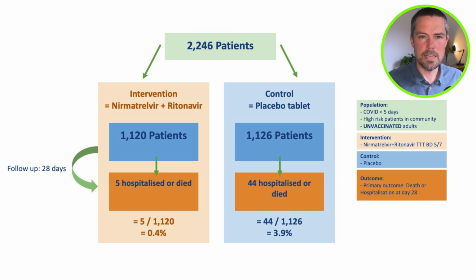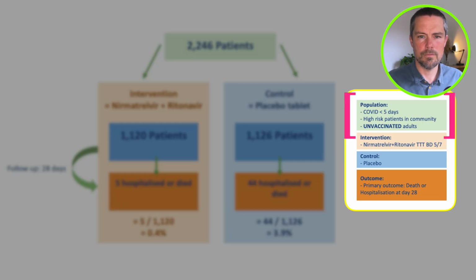So in terms of the PICO, the population were patients who had COVID-19 for less than 5 days. And this was early in the pandemic, they were high risk and they were unvaccinated. So they were elderly and they had medical conditions. The intervention was receiving Paxlovid for 5 days. The control was placebo. And the primary outcome in this case was a composite outcome. So it was death or hospitalization at 28 days.